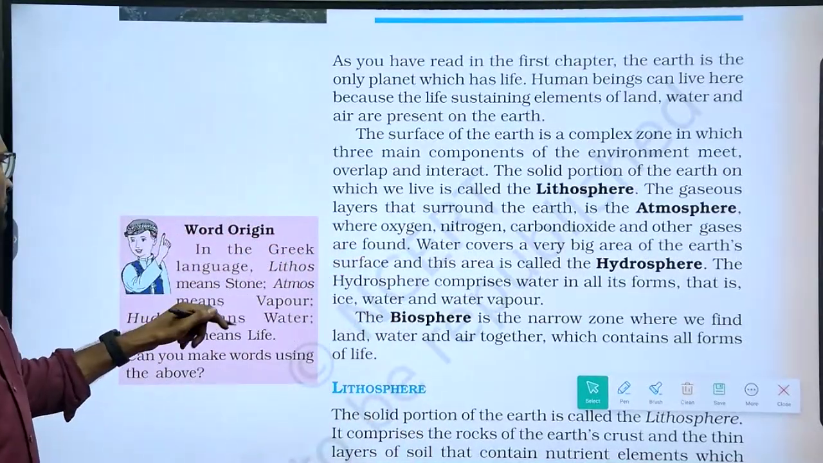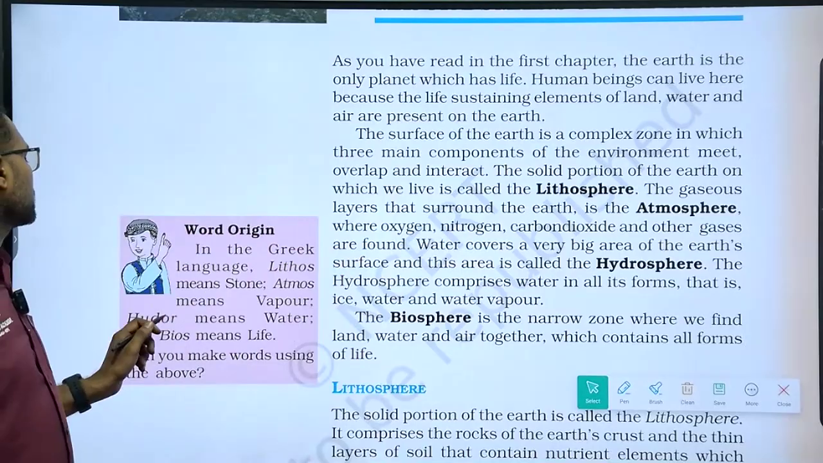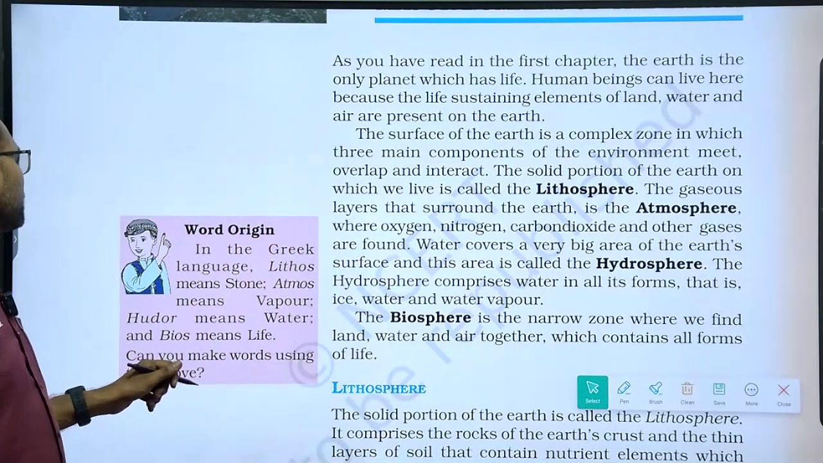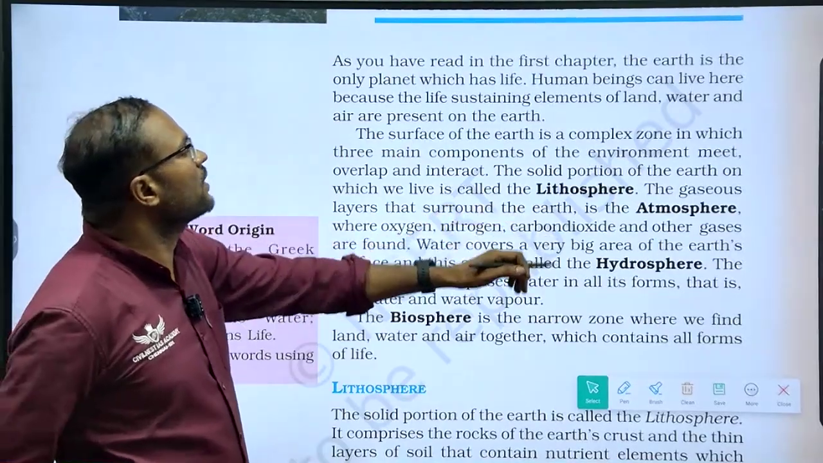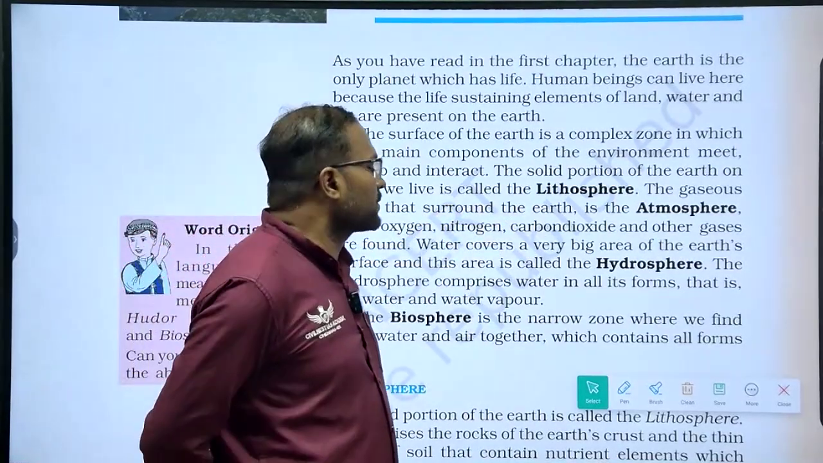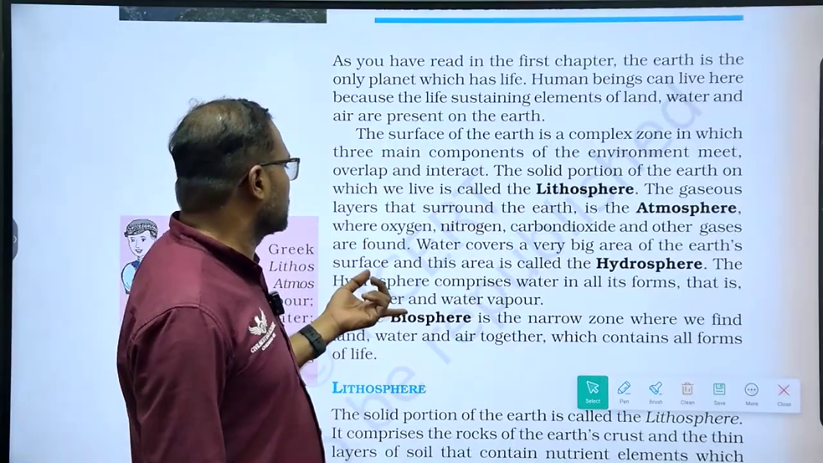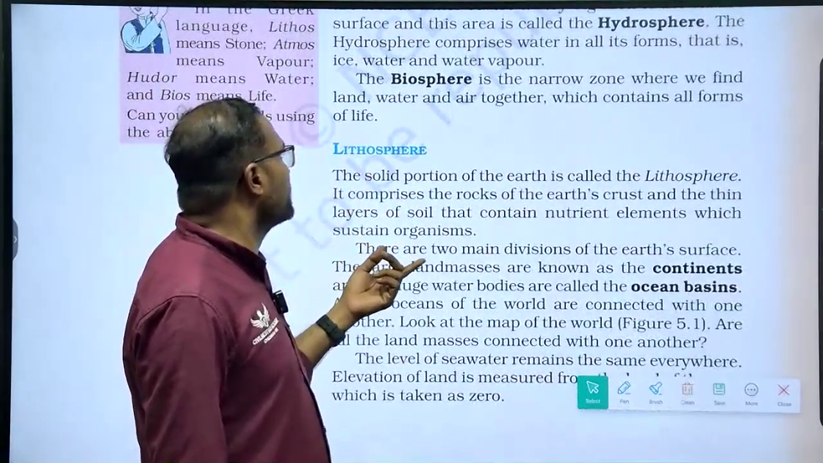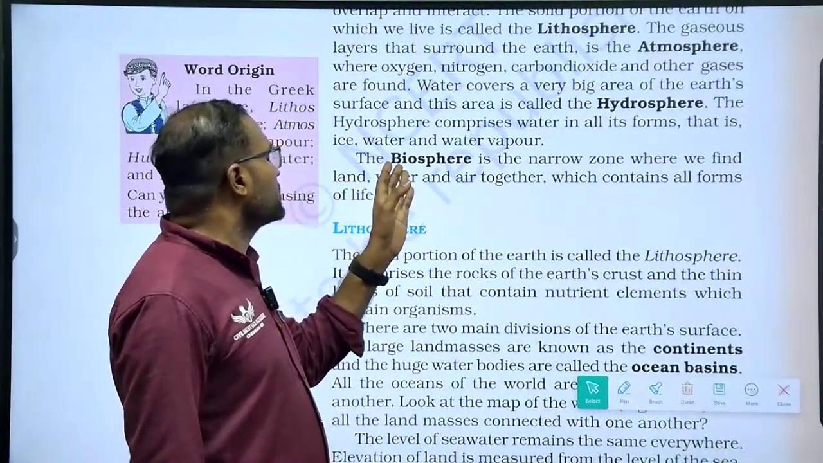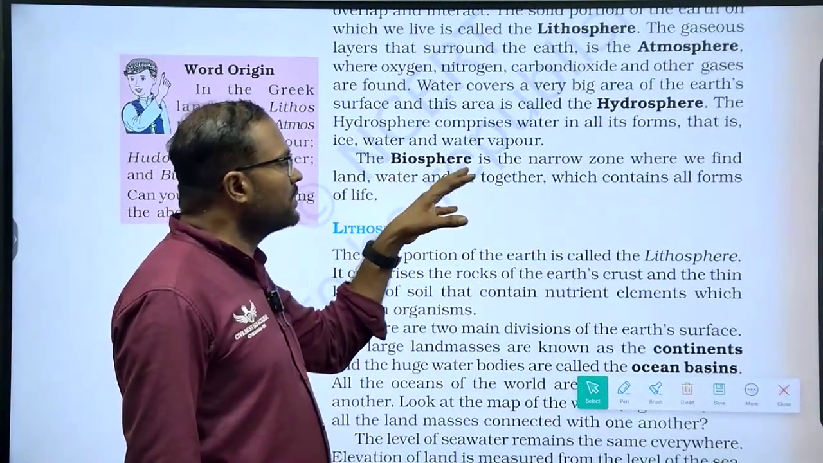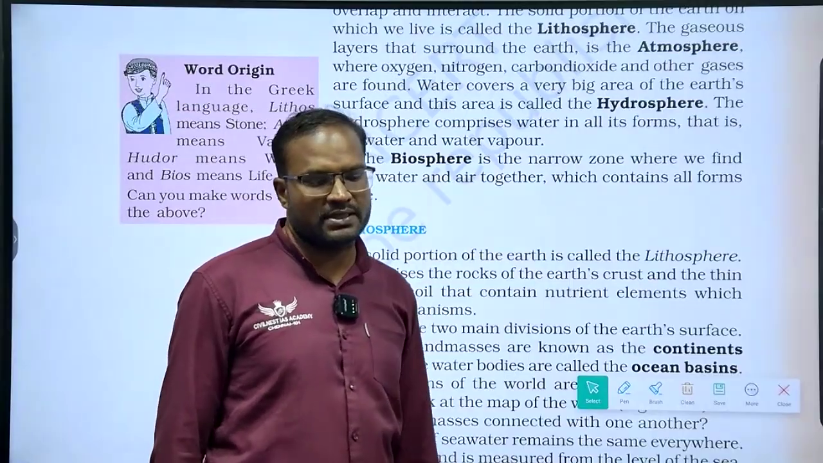So litho means stone, atmo means vapor, hudor means water, bio means life. Based on this, we can say lithosphere, atmosphere and hydrosphere. Three spheres, and the biosphere is the combination of all these spheres which contains life. So that is called biosphere.